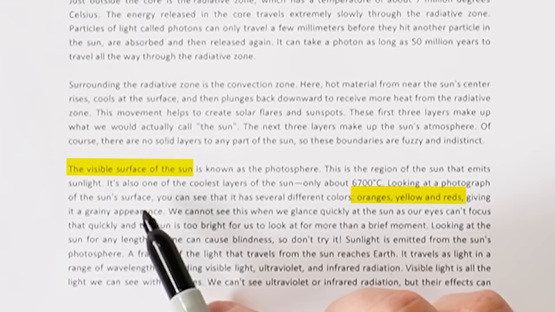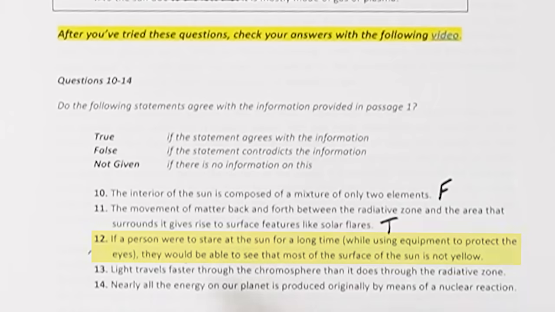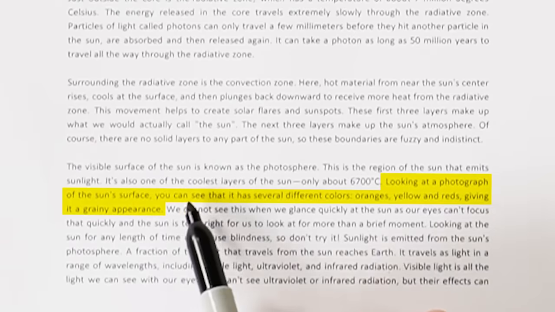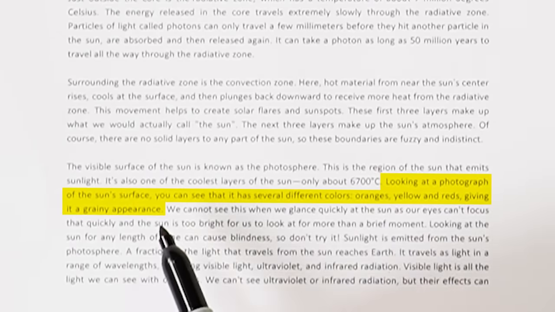Looking at the photograph of the sun, you can see that it has several different colors: oranges, yellows, and reds. If a person were to stare at the sun, they would be able to see that most of the surface of the sun is not yellow. So what does this mean? Most of the surface of the sun is not yellow. That means that more than 50% is not yellow. Does it say that? Looking at the photograph of the sun, you can see that it has several different colors, orange, yellows, and reds, giving it a grainy appearance. So it talks about different colors, but it doesn't talk about mostly other than yellow. It doesn't talk about proportions or percentages.